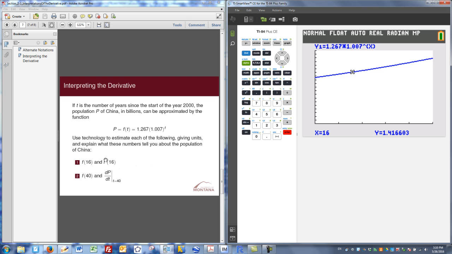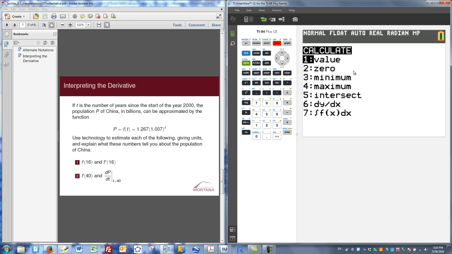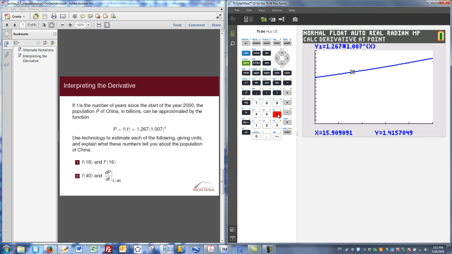Now, what would f prime of 16 tell us? Well, that would tell us how quickly the population, which is on the y-axis, is changing with respect to time, which is on the x-axis. So I'll show you how you can get a derivative from your calculator. If you go to second and trace, that's the calc menu. When you're in a graph, you'll get this menu. You can get the value, the zero, the minimum, maximum, the intersect, or this number 6, which is dy dx. When you hit dy dx, when you're on a point very close to, let's say, 16, there it is.